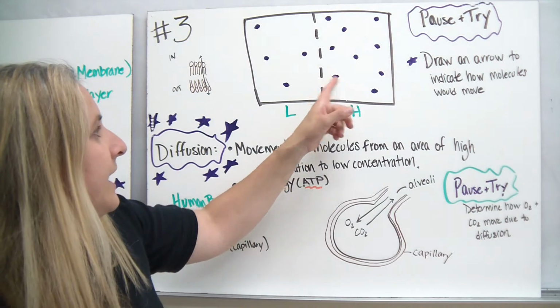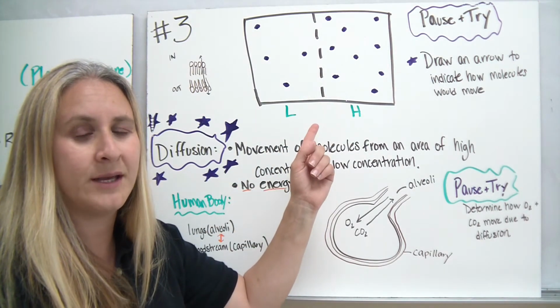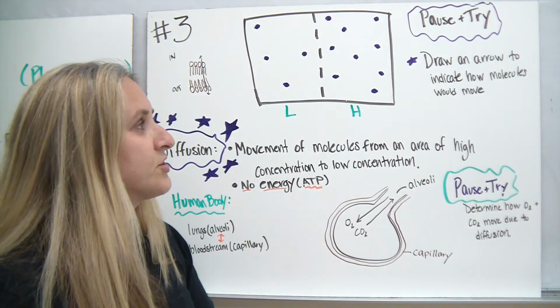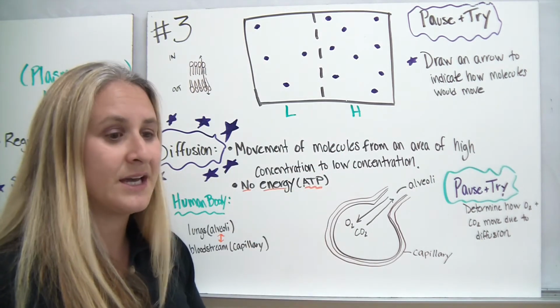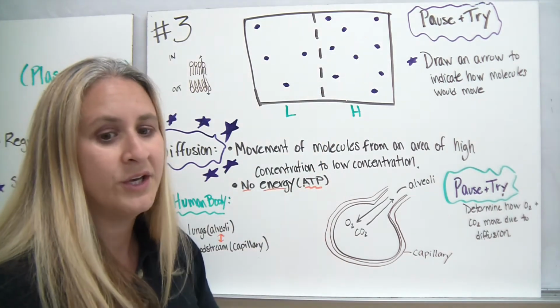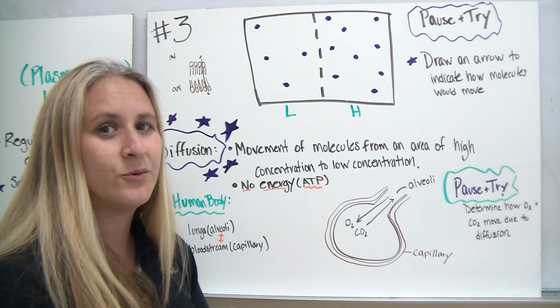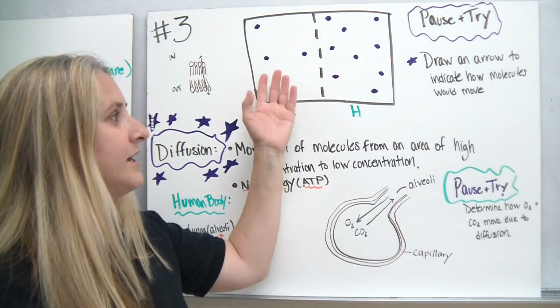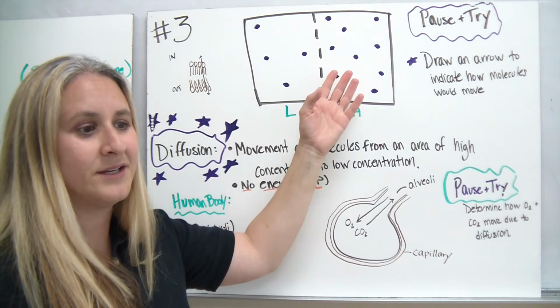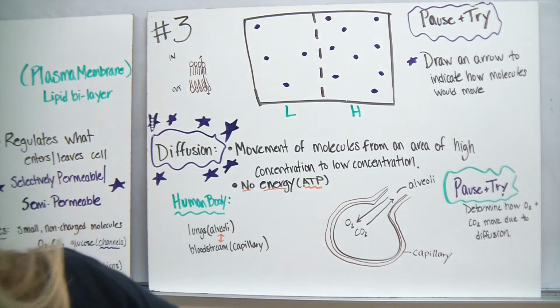So if we were to look at this particular model again that we already labeled high and we already labeled low, I'd like you to pause and try for a moment to decide which side you think the molecules would move towards using diffusion in order to have that movement. Which way would they go? Would they go from this side to that one, or that side to this one by diffusion? So let's pause and try and see how you do.